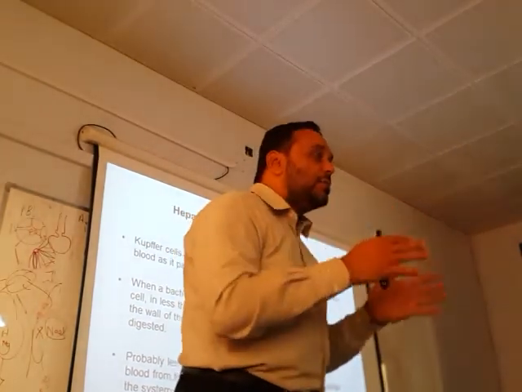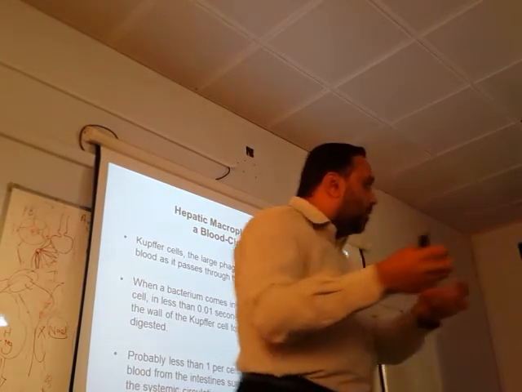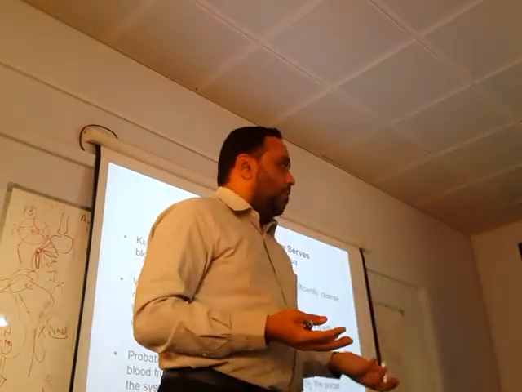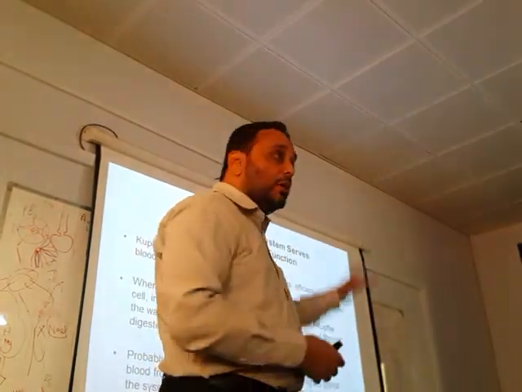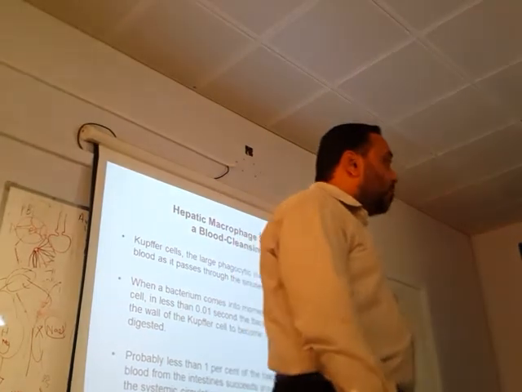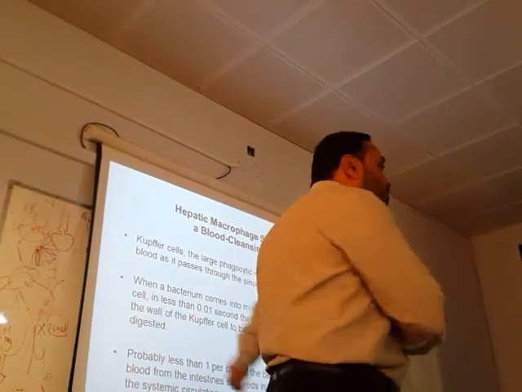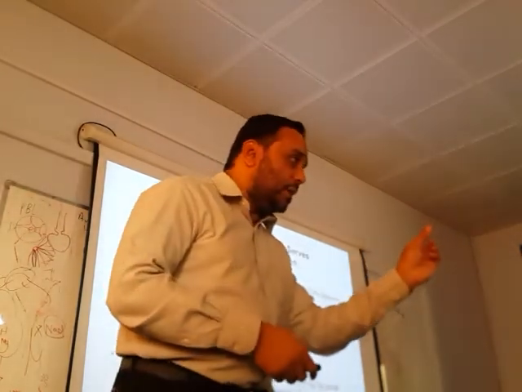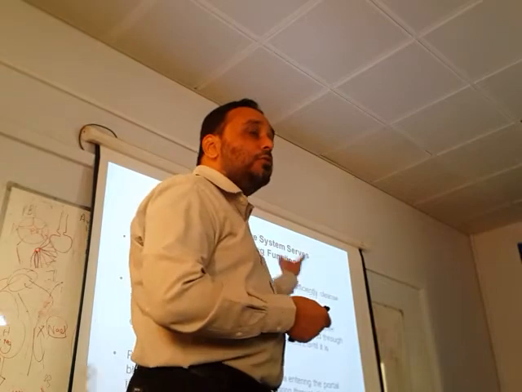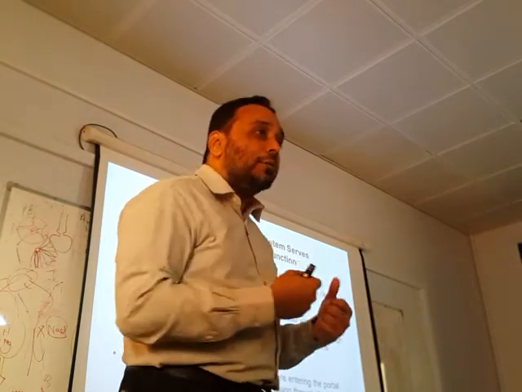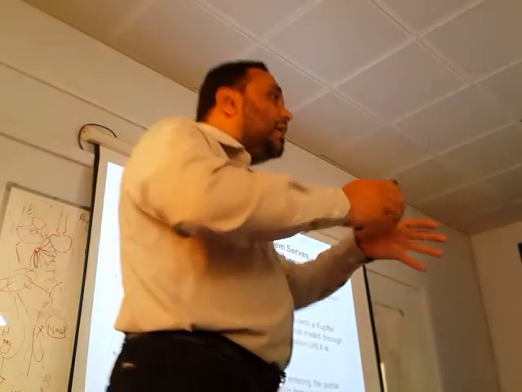If any of them still escape and are absorbed, where will they go? The liver, obviously, because from the GIT, blood is flowing into the liver. In the liver, this system is so perfect and so fast, it is 0.01 second. If the Kupffer cell detects a microorganism, it takes 0.01 second to engulf it. So quick.